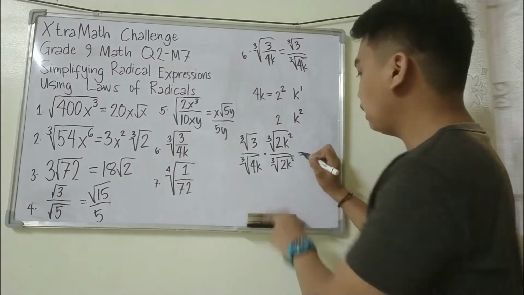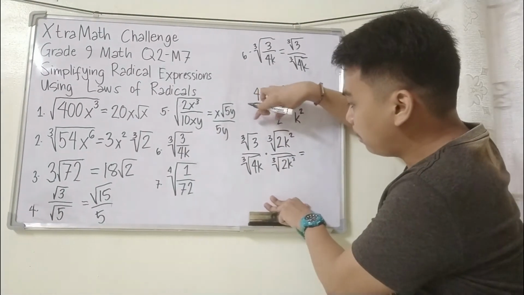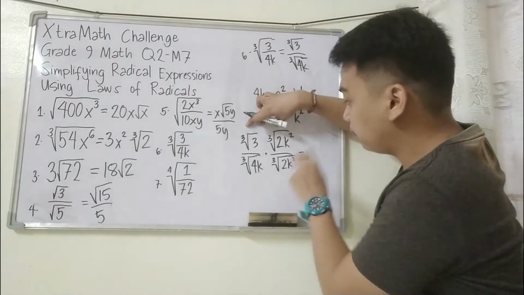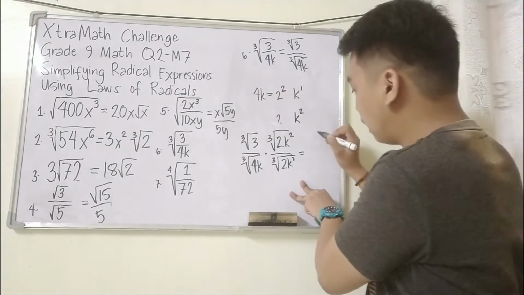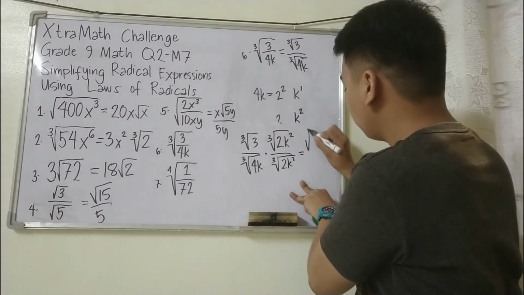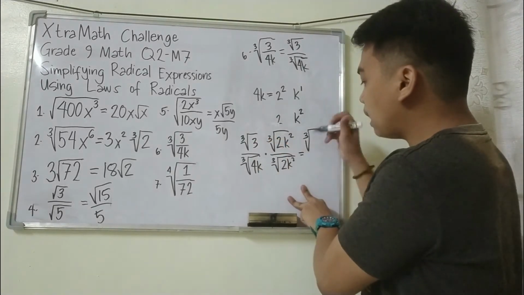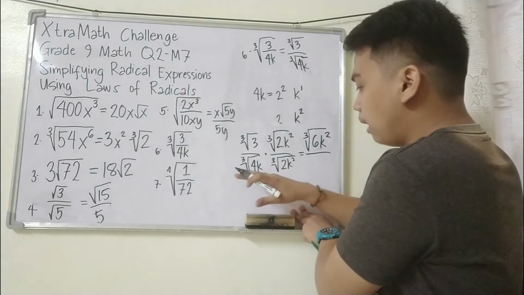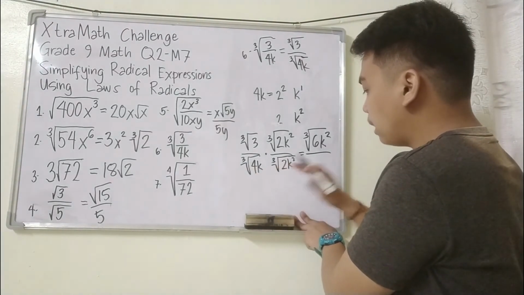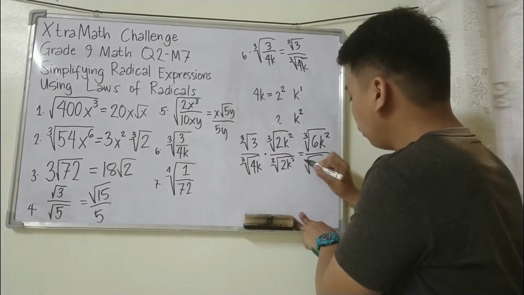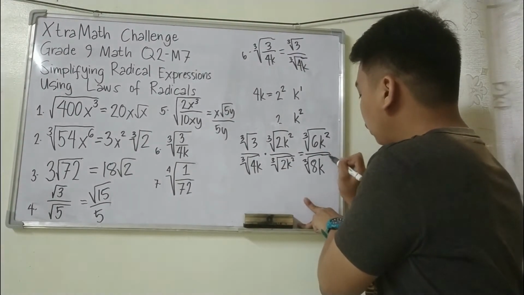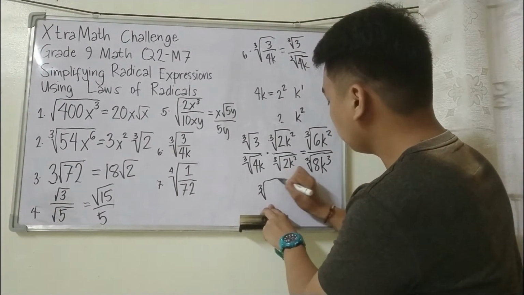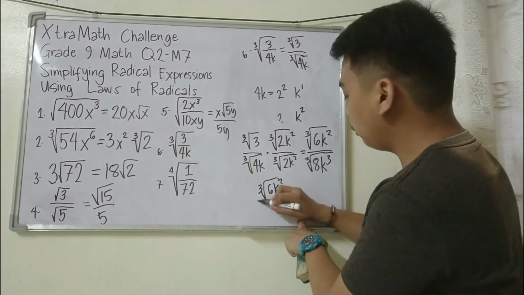So, kung i-multiply natin yan, since both of them have an index of 3, i-multiply lang natin yung radicand. So, it will become cube root of 3 times 2k squared, that is 6k squared, over cube root of 4k times 2k squared. So, that is equal to cube root of 8k cubed. And now, the cube root of 8k cubed.